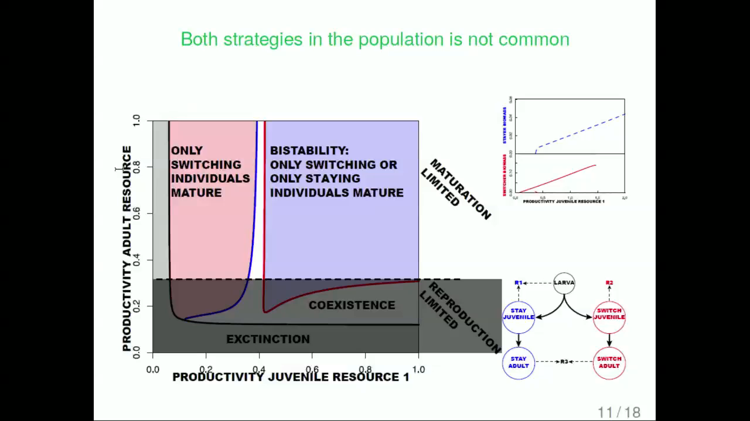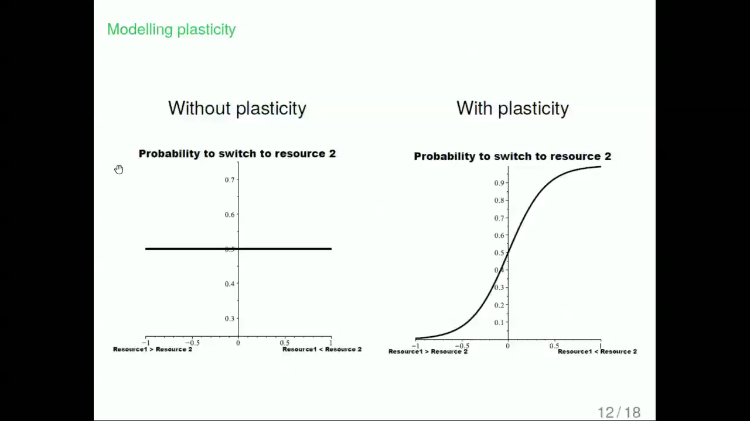So that was what was happening without plasticity. It's already quite complex. You have two different possibilities, two different outcomes. So now I will add plasticity to the choice of switching or staying during the juvenile stage. Before, you had the same probability to stay or switch whatever the environment was. Now I model the plasticity as the probability to switch to the second resource at a certain size threshold. So if resource one is very high compared to resource two when the individual wants to switch, then this probability of switching is very low. They will try to remain on the resource that is the most productive. On the other side, if resource two is very high compared to resource one, then they have a very high probability to switch.